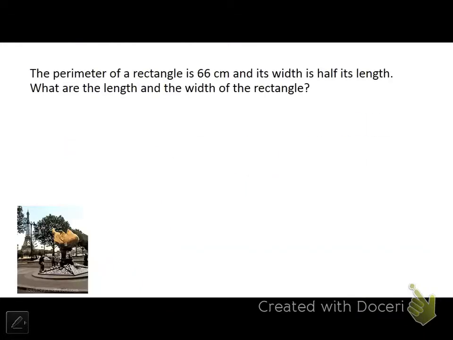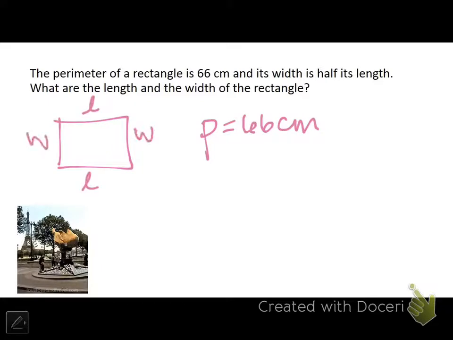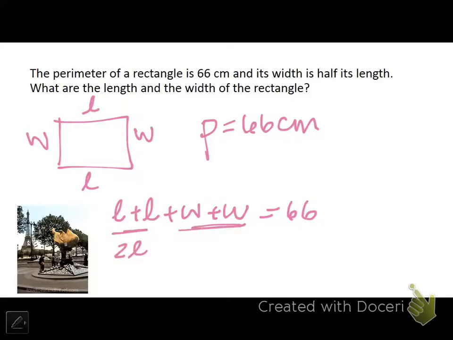Okay, real life examples. The perimeter of a rectangle is 66 centimeters. Its width is half its length. What are the length and width of the rectangle? Well, if we're trying to find perimeter, perimeter is adding up all the sides. So I'm going to get L plus L plus W plus W, and it says the perimeter should be 66. But L plus L is the same thing as 2L. W plus W is the same thing as 2W. So let's go ahead and have that there, and I'm going to erase this so I have more space.